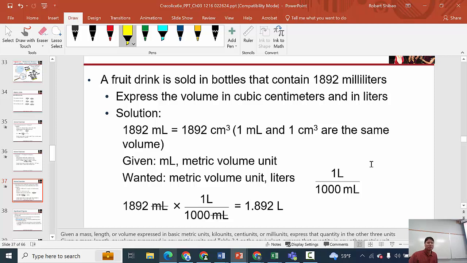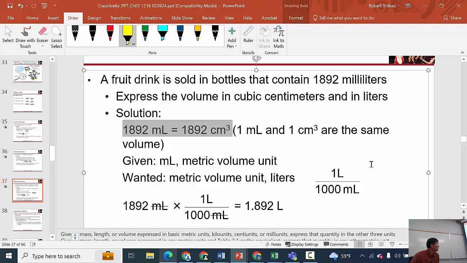This is another one that's quite simple. This one, though, we could go to cubic centimeters. No, that's very simple too, because cubic centimeters is the same thing. So 1,892 milliliters is the same thing as 1,892 cubic centimeters. So we don't really need to do much here. It's 1 cubic centimeter per 1 milliliter, or we just take them as the same, so they're used interchangeably here.